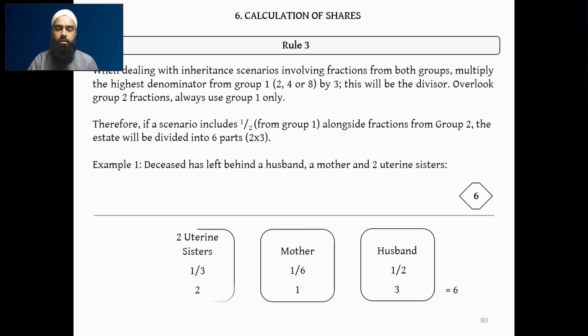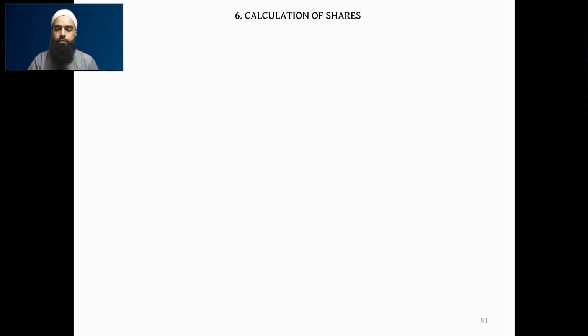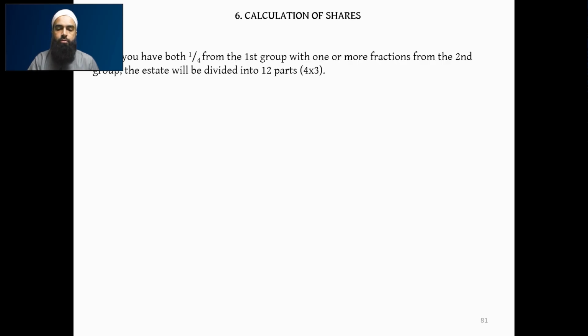Everything seems correct here. So this is rule number 3, just to give you a little bit more understanding. When you have a quarter, for example, from the first group, with 1 or more fractions from the second group, the estate will be divided into 12 parts, because 4 is the denominator here, quarter, 4, and you times it by 3. That's the rule. So let's do an example.